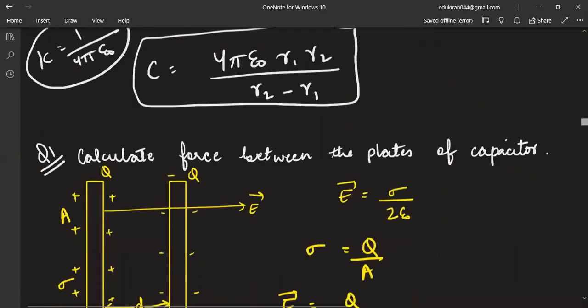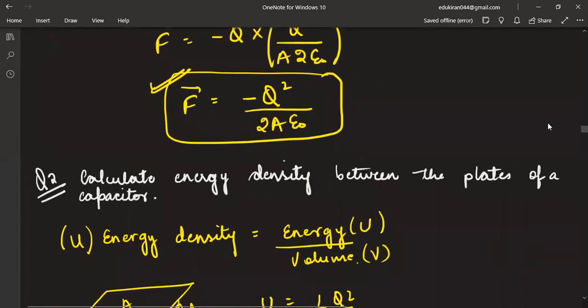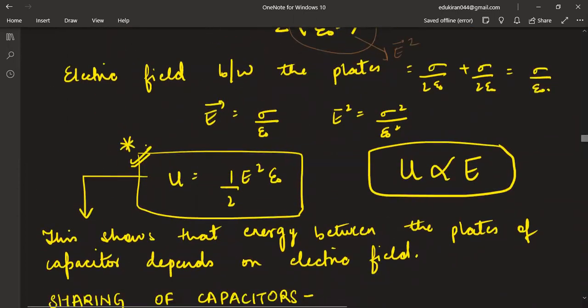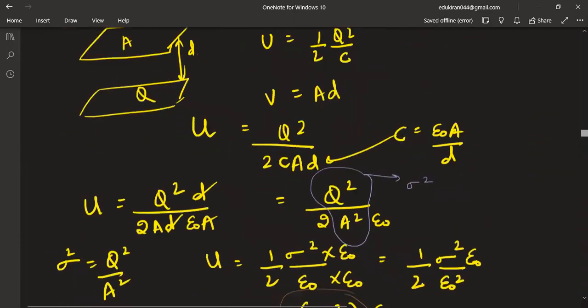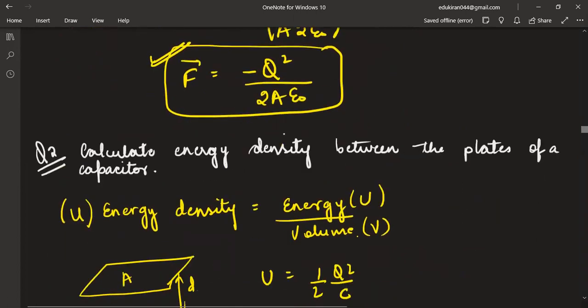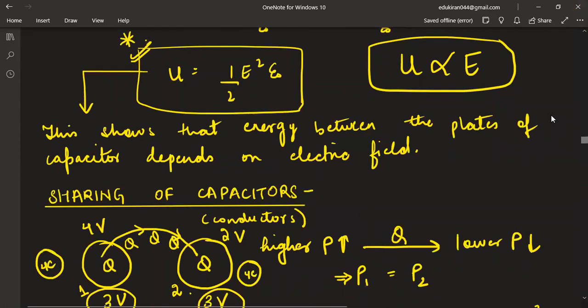Two things you should remember that are usually asked in the form of questions. If force is asked, use this: minus Q square by 2A epsilon naught. And if energy density is asked, then use half E square epsilon naught. These two formulas also you should remember. The derivation part is no need. If a question comes, it will be very direct, where the value of charge will be given, or you have to find the charge somehow and just put it in the formula. So F is equal to minus Q square by 2A epsilon naught, you should remember, and energy density is very important. From the theory part also, energy density depends upon the electric field.